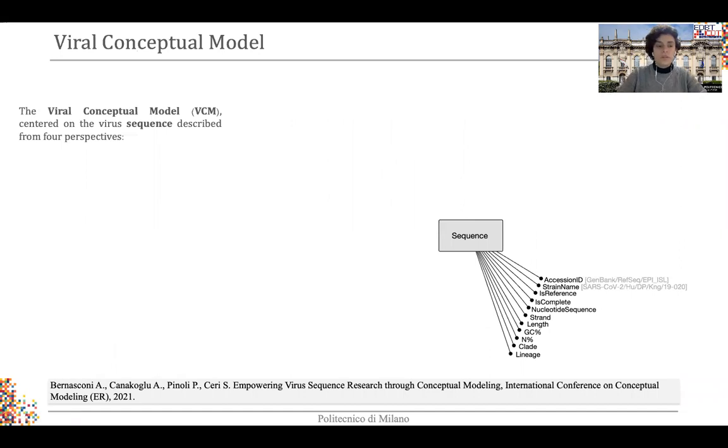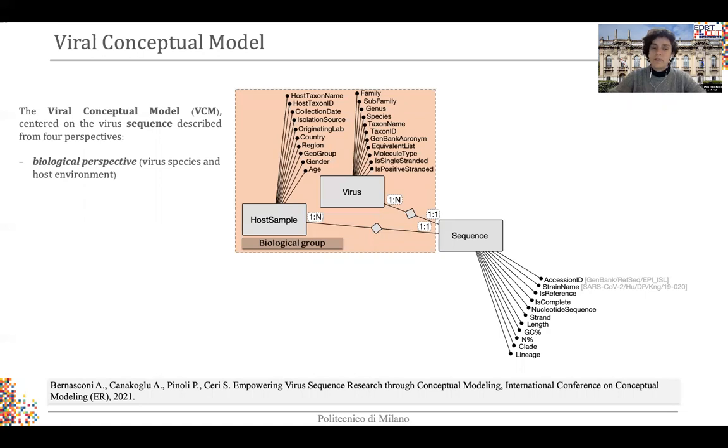And here, let me introduce you the first basis for the work that I'm going to present later about viral genomics. The first has been designing a viral conceptual model. The viral conceptual model attempts to express all the information that are available on online open data systems where all the sequences since the beginning of the pandemic started being deposited. The conceptual model is centered on the concept of sequence. The sequence is then described by 4 different perspectives.